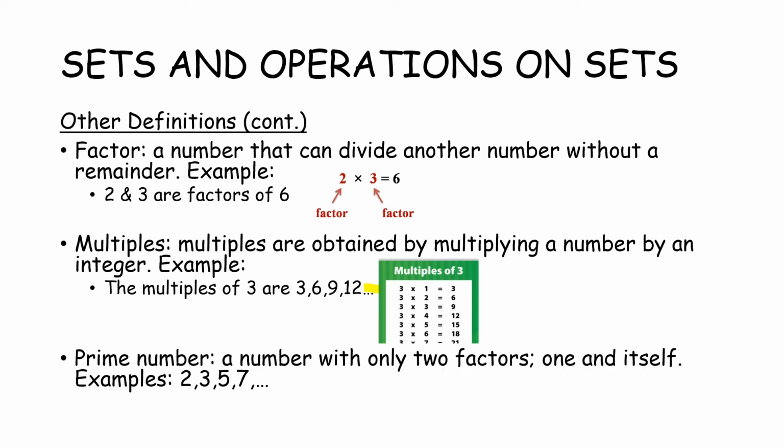A prime number. A prime number is a number with only 2 factors, 1 and itself. The examples are 2, 3, 5, 7, all the way to infinity. Note that the number 2 is the only prime number which is an even number.